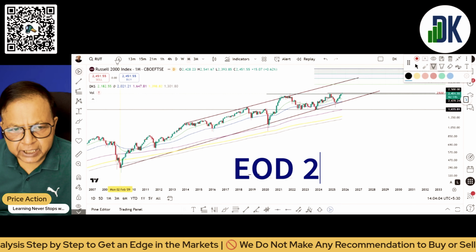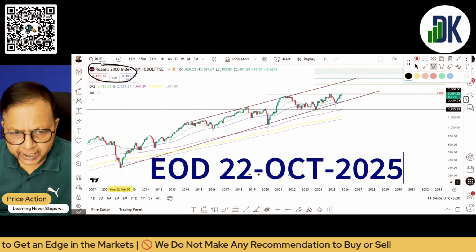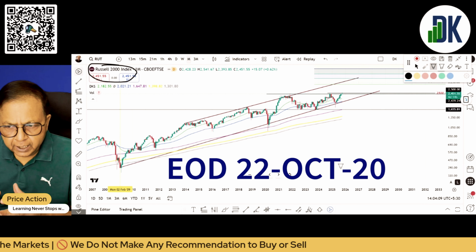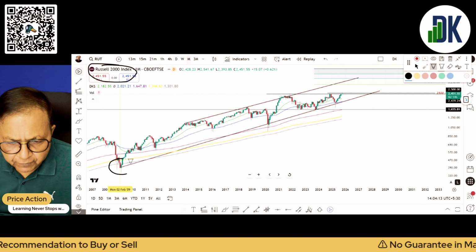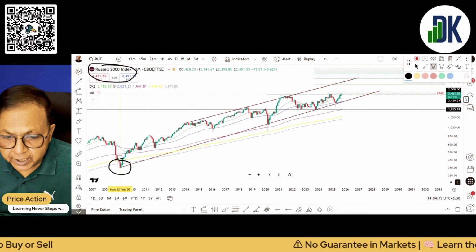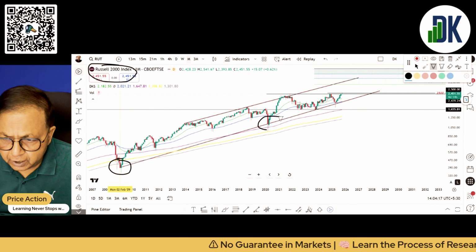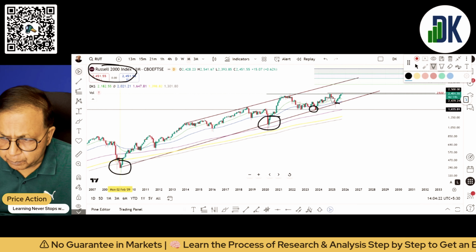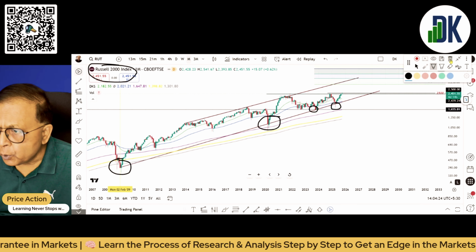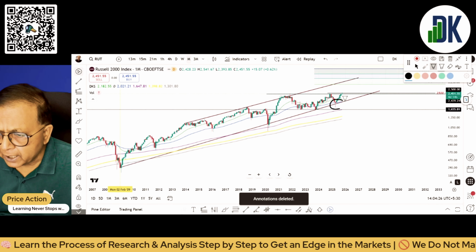This is the monthly price chart of the Russell 2000 index. What we can see with the help of the historical price action is this trend line is valid since February 2009. Price has taken support here, price has taken support here, price has taken support here, and price has once again taken support and formed the bullish pin bar candlestick pattern.